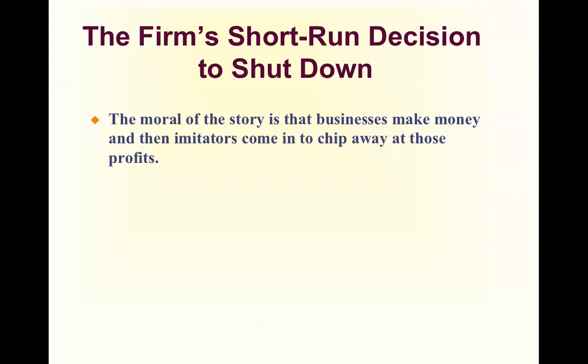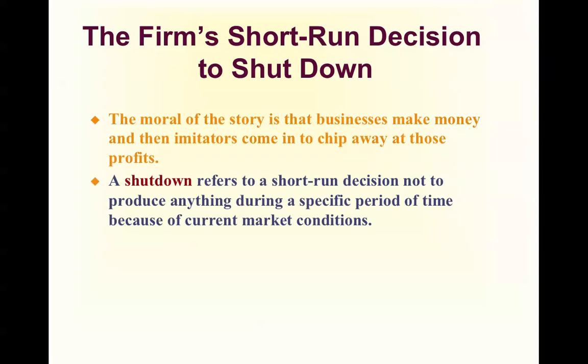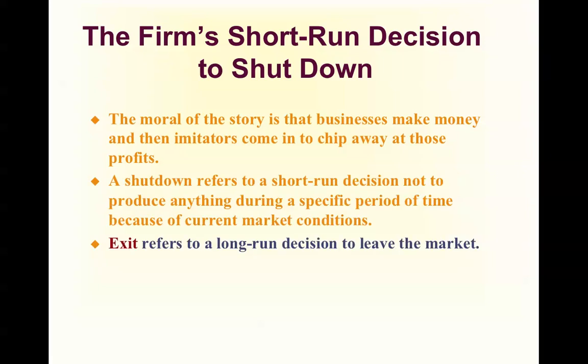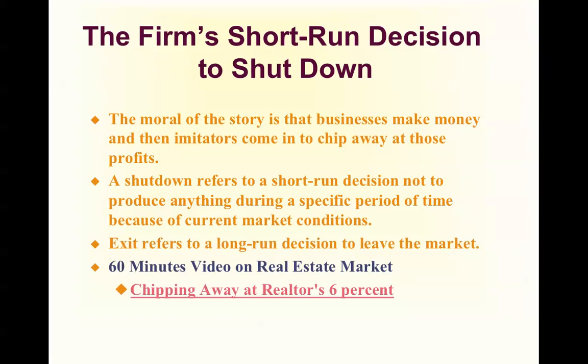Now, the moral of the story is that businesses make money and then imitators come in to chip away at those profits. A shutdown refers to a short-run decision not to produce anything during a specific period of time because of current market conditions. So the firm is not making their variable costs, so they're going to shut down. Exit refers to a long-run decision to leave the market. And this is if the firm is not making profit and anticipates not making profit in the long haul.